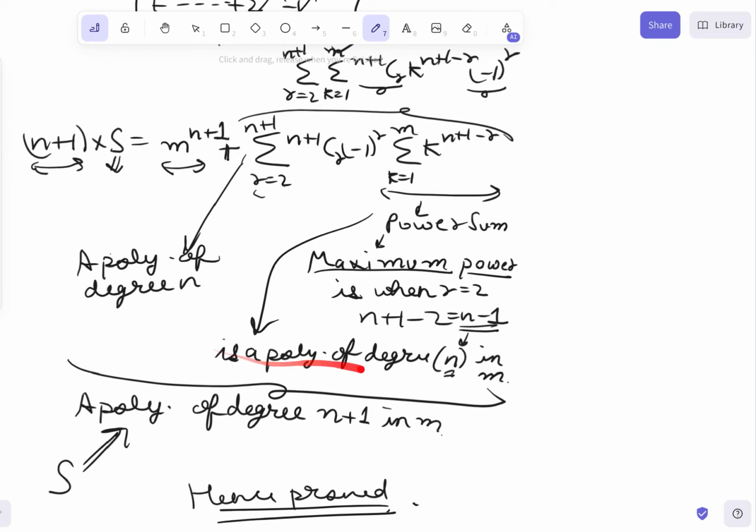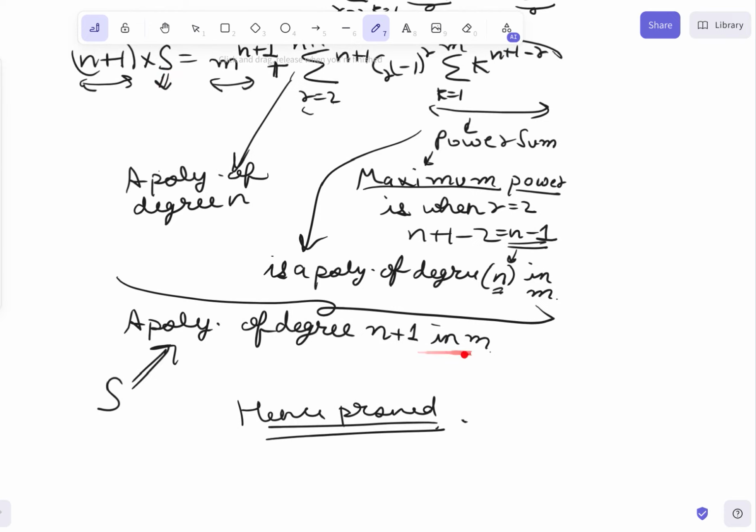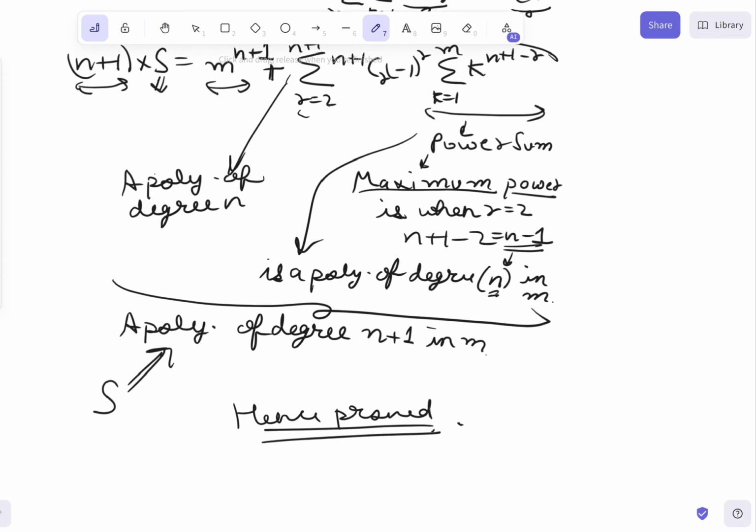So this whole thing is a polynomial of degree n in m, and this term has degree n plus 1. So this whole right hand side becomes a polynomial of degree n plus 1 in m, and that was our aim, to prove that the sum S is a polynomial of degree n plus 1 in m. This n plus 1 is just a constant, so it doesn't matter. So we proved that this S is a polynomial of degree n plus 1 in m. Now let's quickly try to use this formula, because this proof also gave us a way to find the formula for S.